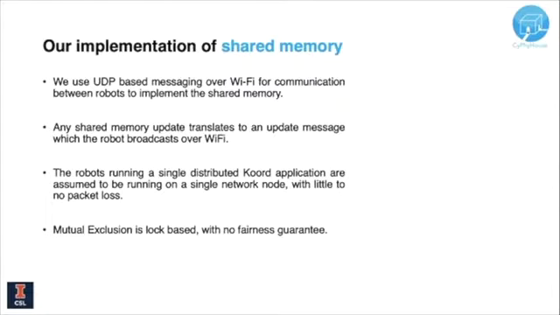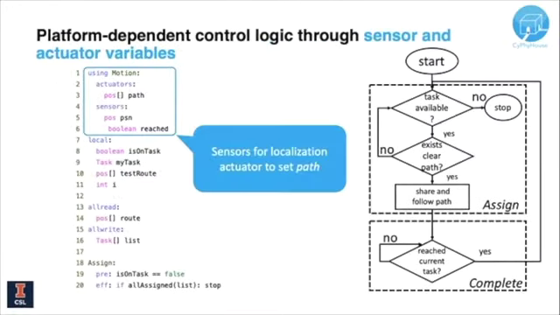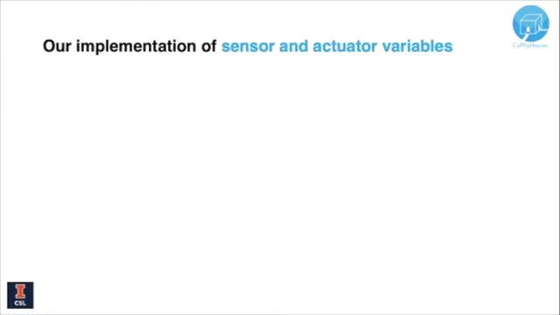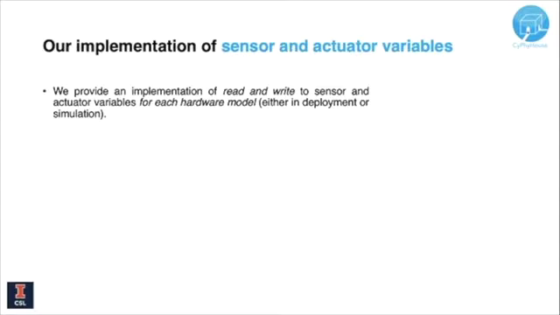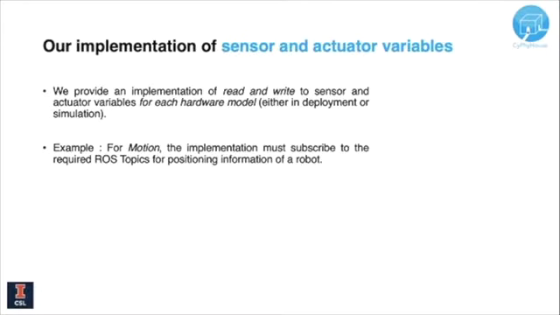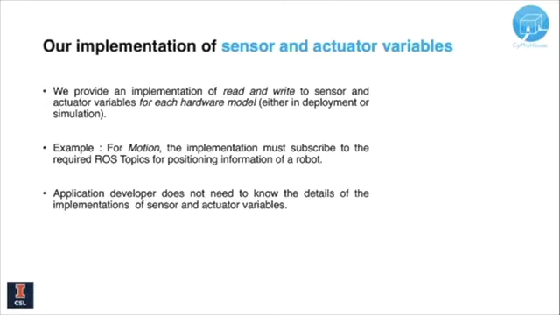The other major language features which abstract away low-level platform-dependent control from the programmer are sensor and actuator variables. These are used in the task application to check the robot's current location, to set the path of each robot, and to check whether it's reached the current task location. Each platform, be it ground vehicle or quadcopter, requires an implementation of how reads and writes occur on the actuator and sensor variables in the middleware. For instance, in the task application, we use sensors for position of the robots, which require subscribing to the correct ROS topics for positioning. The application developer does not need to know the details of these implementations.